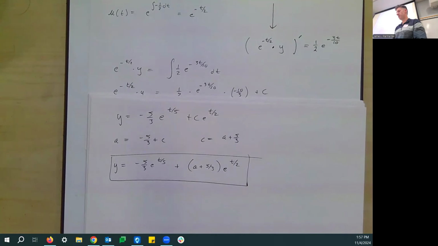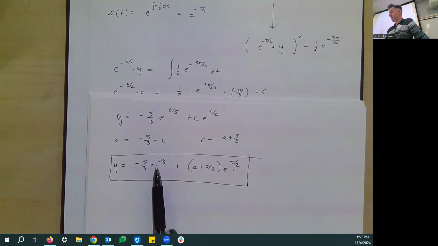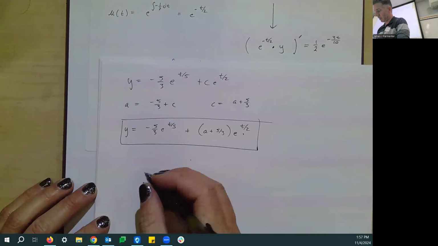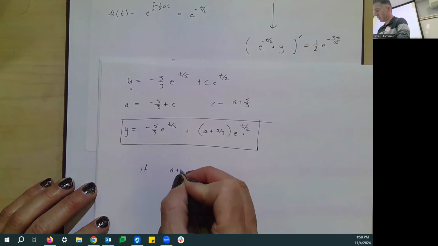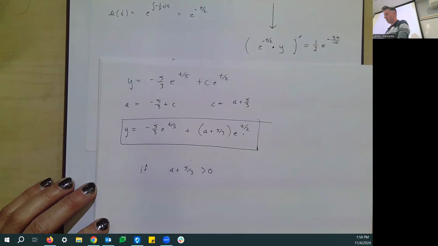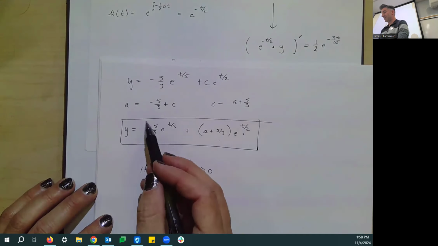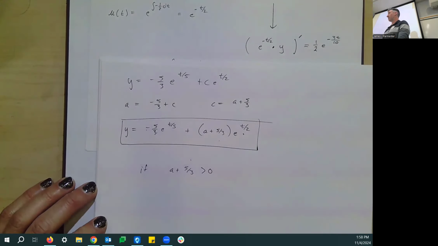Don't love this. Okay, so here's what I'm seeing. As t goes to infinity, one of these two things is going to overpower the other one: the one that's raised to the power with the bigger multiple of t. And 1/2 is bigger than 1/5. So this is the dominating term, as long as this coefficient is positive. As long as a plus 5/3 is greater than 0, then this term is going to go to positive infinity, and that positive infinity is going to overpower this negative infinity because the exponent is getting bigger faster.